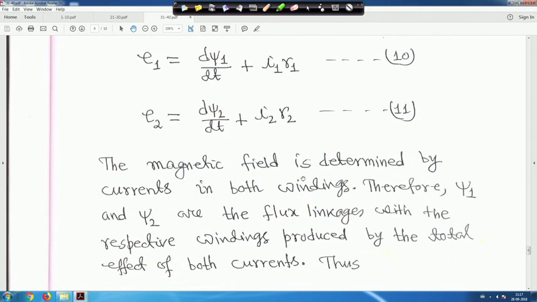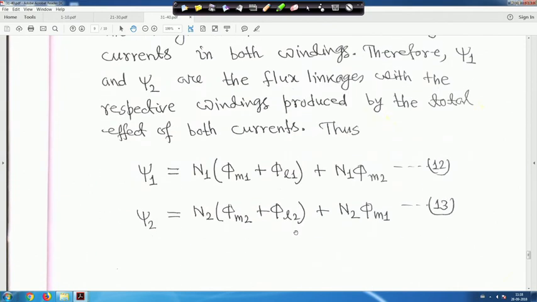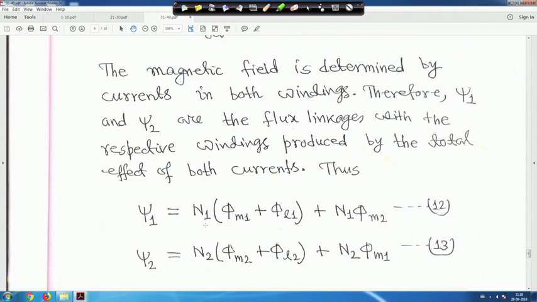The magnetic field is determined by currents in both windings, right? Because both winding currents are there, psi 1 and psi 2 are the flux linkages with the respective windings produced by the total effect of both currents. Thus, we can write psi 1 is equal to N1 into phi M1 plus phi L1 plus N1 into phi M2.